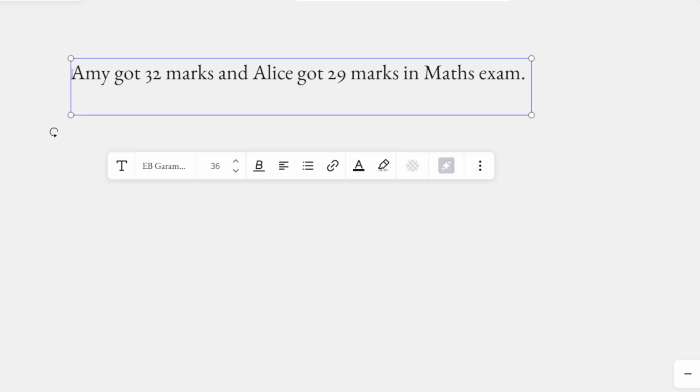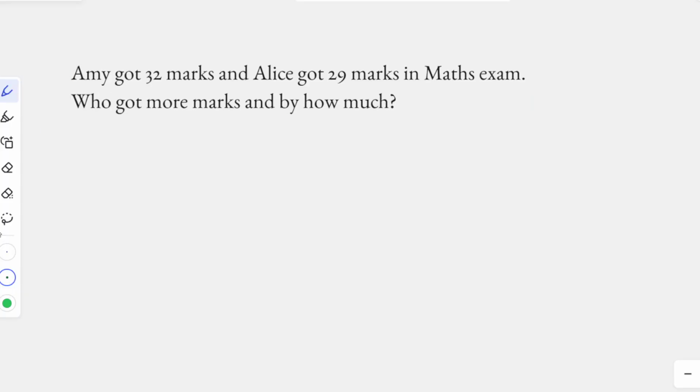Now, first we need to tell who got more marks than the other, and also by how much. What was the difference, or we can say by how much. All right, so the story is clear, but it is pretty simple. There was an exam. We are talking about two students, Amy and Elise. They got marks 32 and 29 respectively. We need to find out who got more.